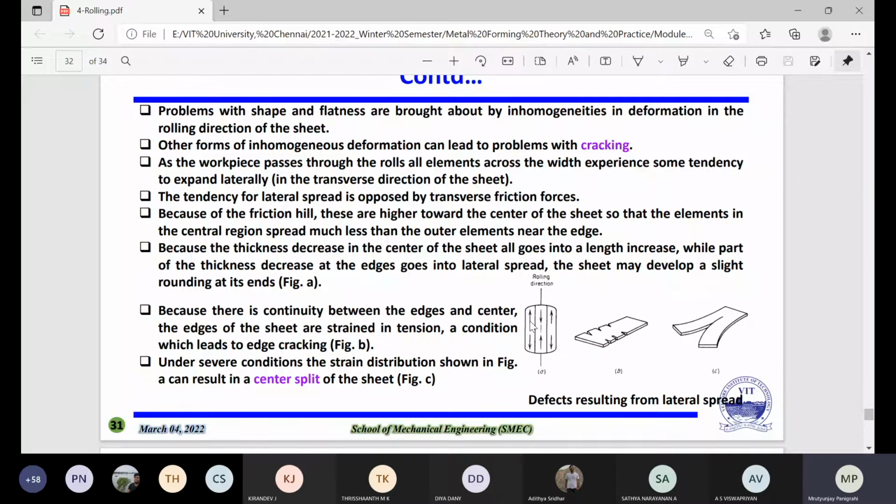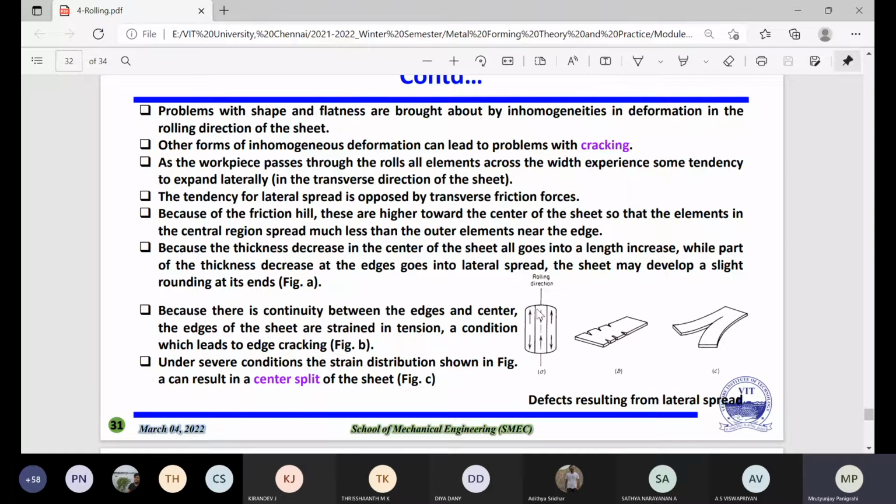So if the outer edge is being stretched, or inside, the middle or center part, you have to compress it, then you will find a lot of distortion and a lot of imbalance there. Okay, if you have some imbalance, then only you will find some cracks here. I mention this because there is a continuity between the edge and the center, the edges of the sheet are strained in tension, a condition which leads to edge cracking.